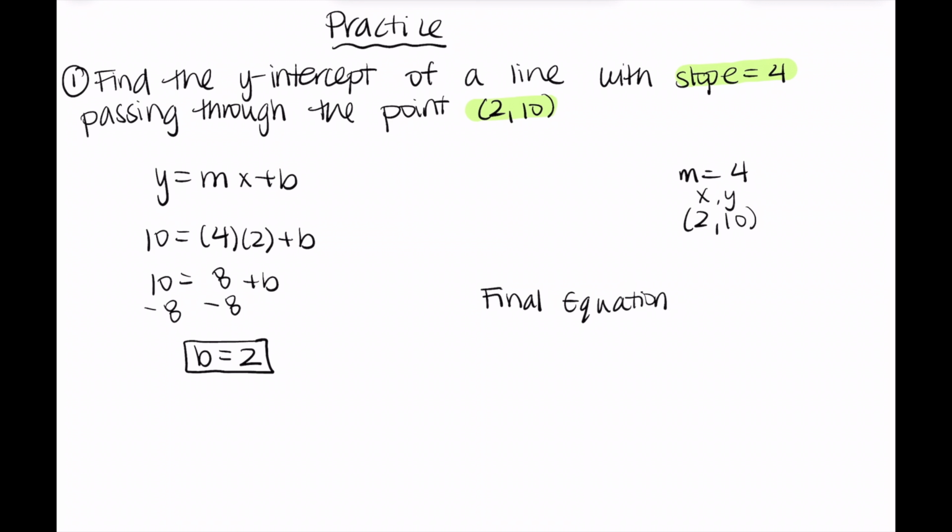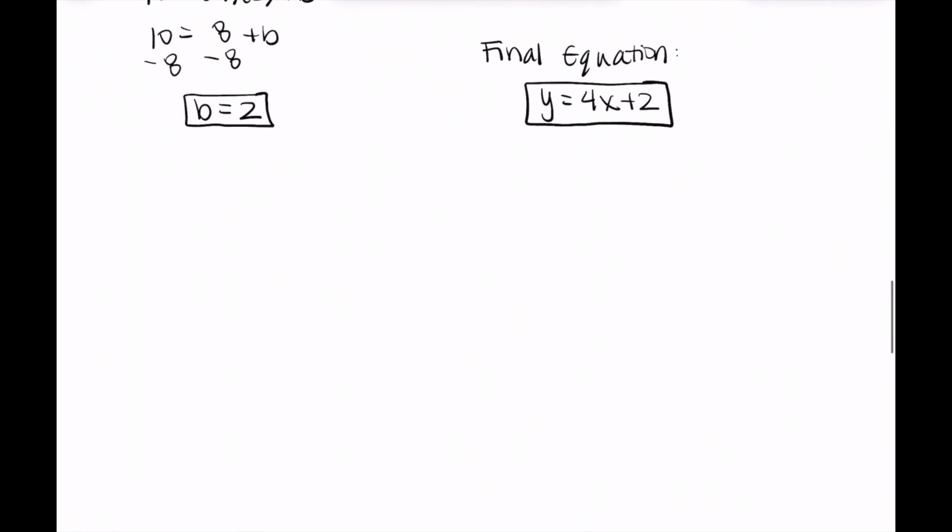And the final equation, substituting in our y-intercept, we would get y equals 4x plus 2. So in our final equation, we write in the slope and the y-intercept. So that wraps up our first practice question for today. Now we'll get into our second one.